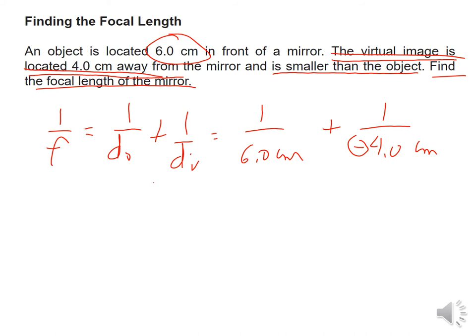So the answer here is negative 12 centimeters. Okay, so the answer is negative, meaning if the focal length is negative, that is a convex mirror. So in this case, this problem is about a convex mirror.